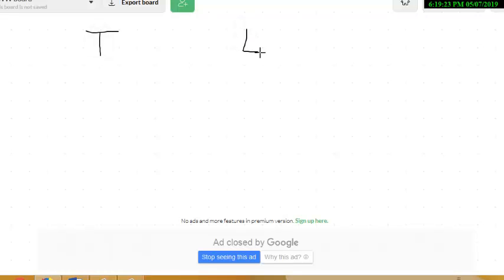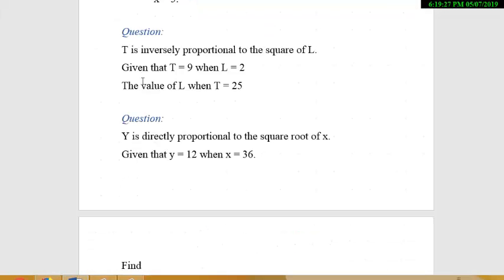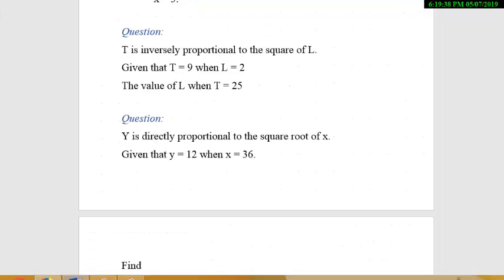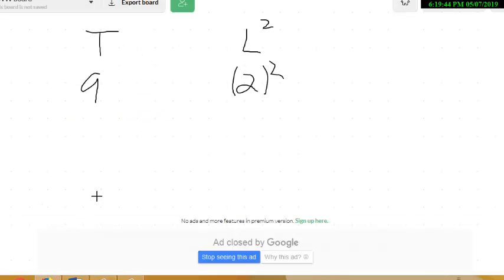This is the next question. It says t is inversely proportional to the square of l. Now it is up to you whether you use the formula method or the without formula method. Now I will discuss without formula. So t is inversely proportional to the square of l. So let me write this: t is inversely proportional to the square of l. So write it as square of l.